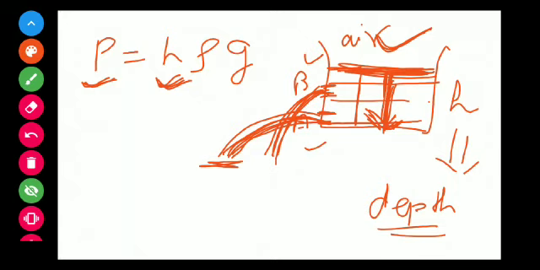Second, the pressure of a liquid depends upon the density of the liquid. If we increase the density of the liquid, there is an increase in pressure, and if we decrease the density of the liquid, there is a decrease in pressure.